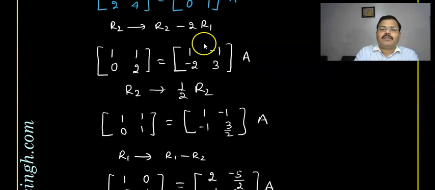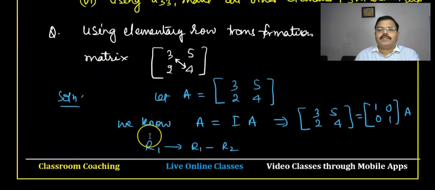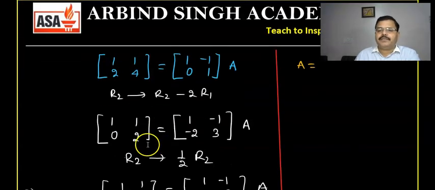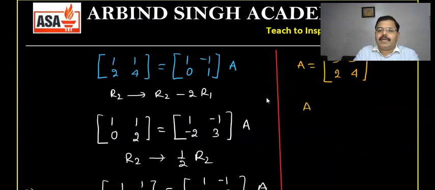So just check whether our answer is correct or not, just for the sake of convenience. It is not necessary. Side by side I am writing here to check whether this is correct or not. Let us check it. What is this? A is 3, 5, 2, 4. And this is the matrix. So we can write it easily. Determinant of A is equal to 4 times 3, 12 minus 10, that is 2.